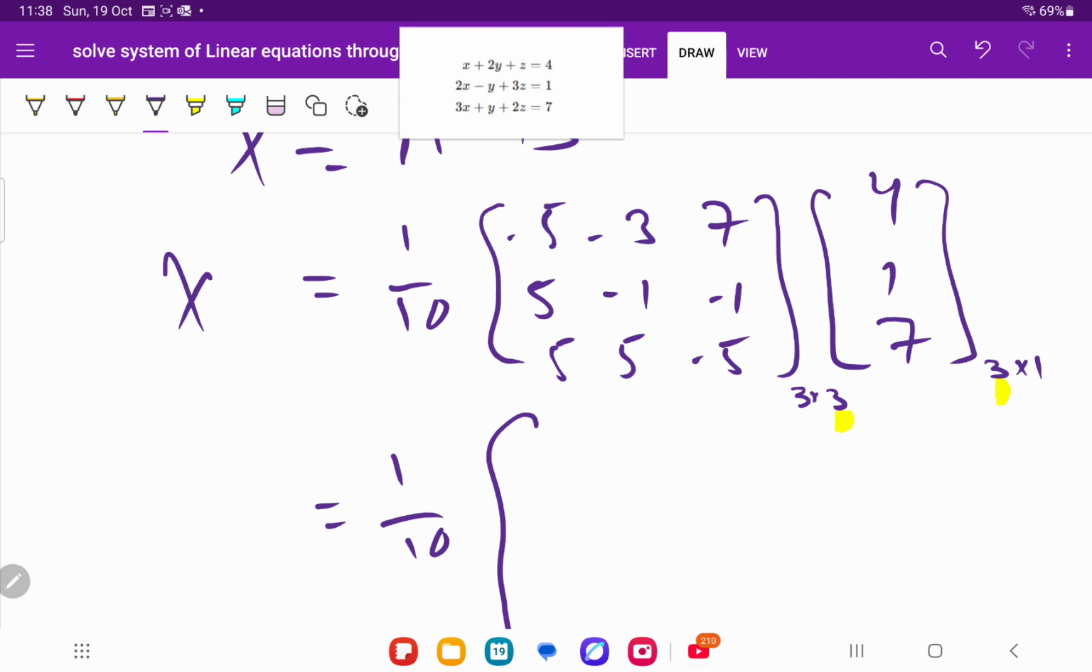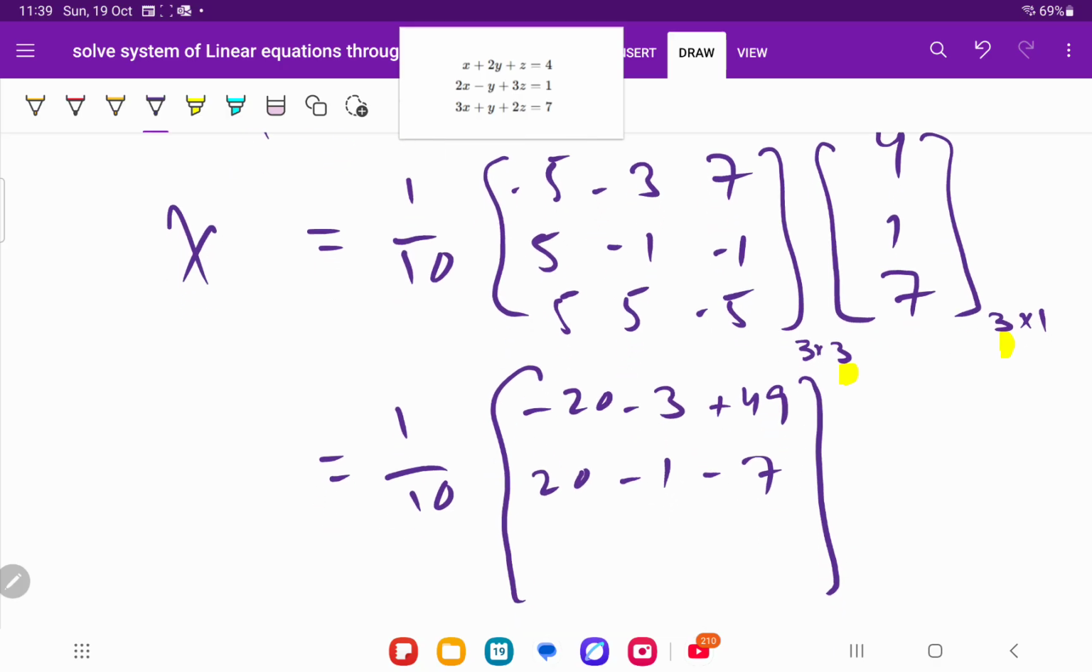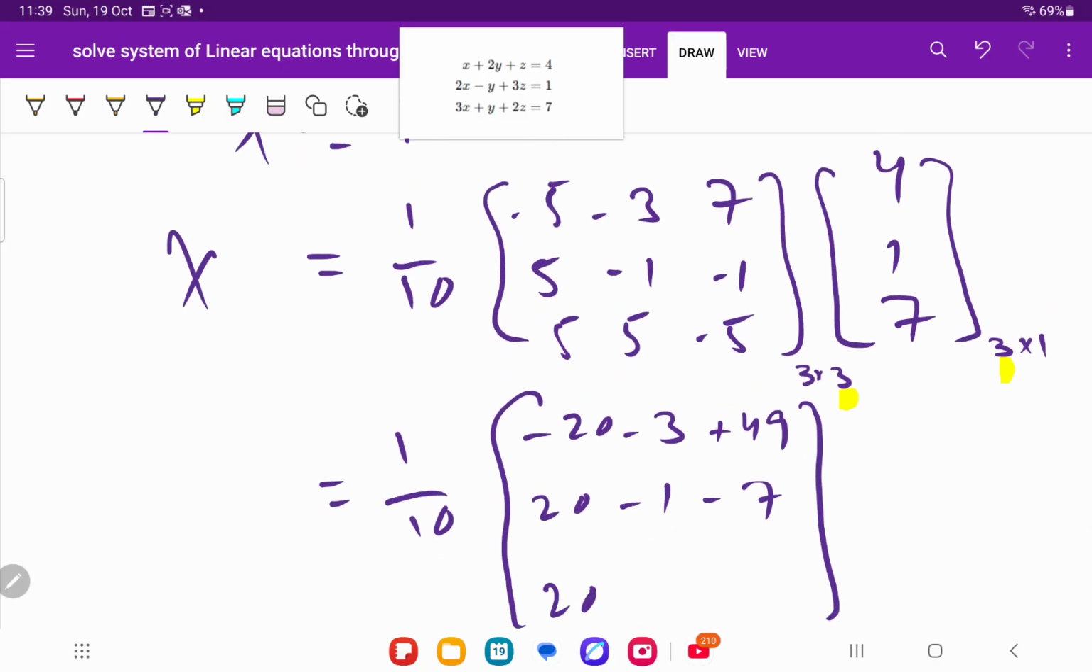So minus 5 multiplied by 4, answer is minus 20. Minus 3 multiplied by 1 is minus 3. And 7 multiplied by 7, answer is 49. Now we are moving to the second row. 5 multiplied by 4 is 20. Minus 1 multiplied by 1, minus 1. Minus 1 multiplied by 7, minus 7. 5 multiplied by 4 is again 20. 5 multiplied by 1 is 5, plus 5 and minus 35.